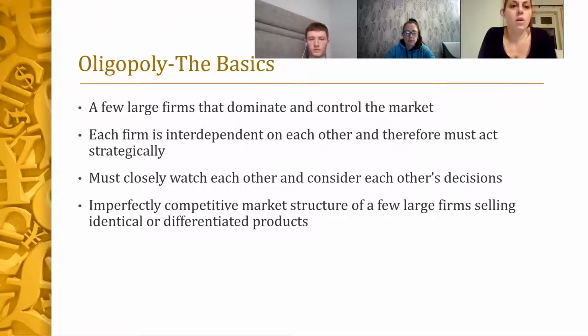Some of the basics of an oligopoly: there are a few large firms, and they dominate and control the market. Each firm is independent of one another, but they are also dependent on each other, and they must act strategically. They must watch closely and consider each other's decisions. It is an imperfectly competitive market structure of a few large firms selling identical or differentiated products.